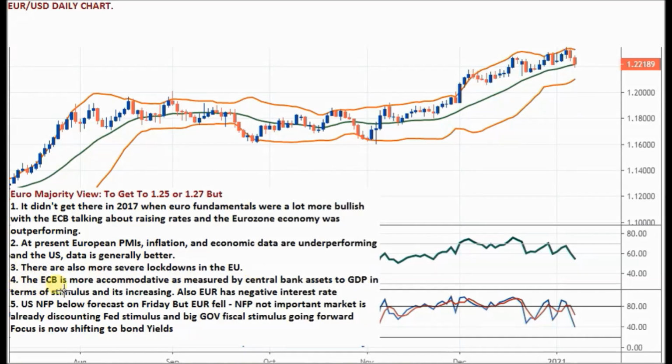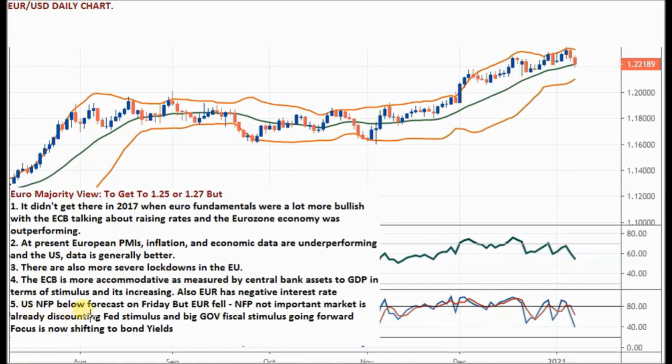And also the ECB is more accommodative, and what I mean by that is in terms of stimulus. We all know the Fed are stimulating, i.e. printing money. That's bearish for any currency. But the ECB, if you measure it against GDP, are doing more stimulus than the Fed, and they're increasing it, okay? Also, the euro has a negative interest rate as well, so take that as a negative for the euro.